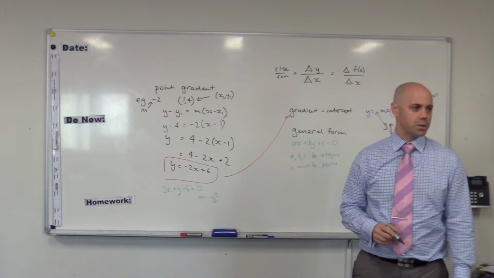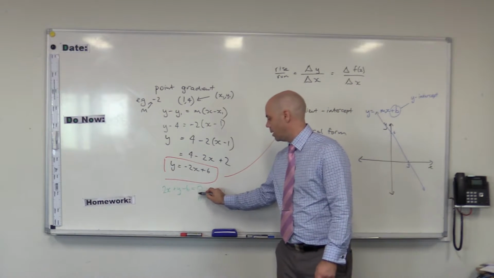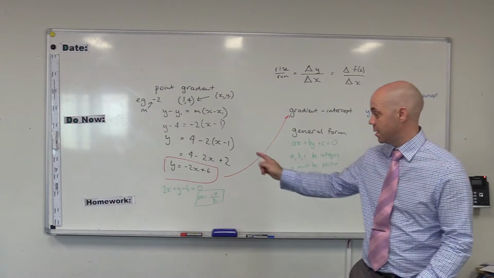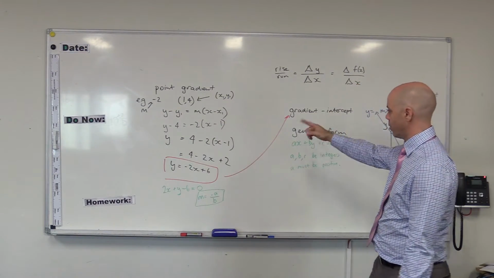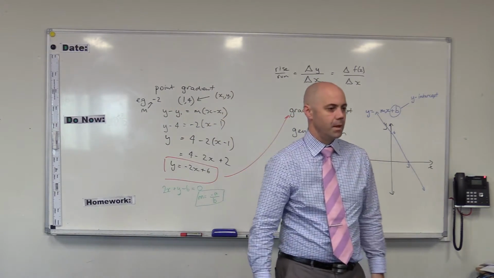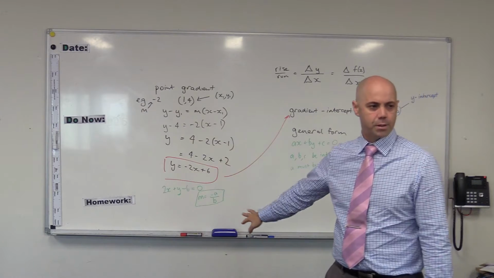In a general form, that's just a little formula to remember: negative A over B. In this case, negative 2 over 1 is negative 2. We already worked that out, didn't we? Our gradient was negative 2, but we were told that for this question. Any questions about using point gradient form?